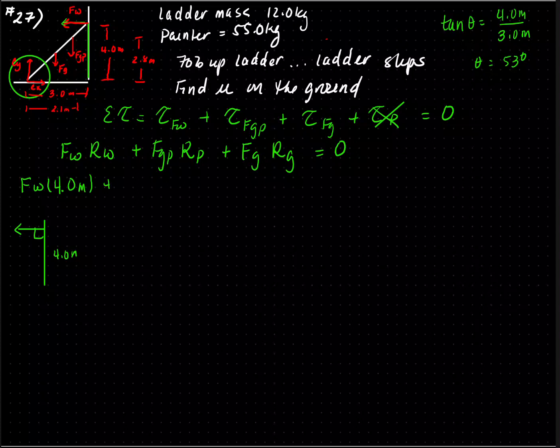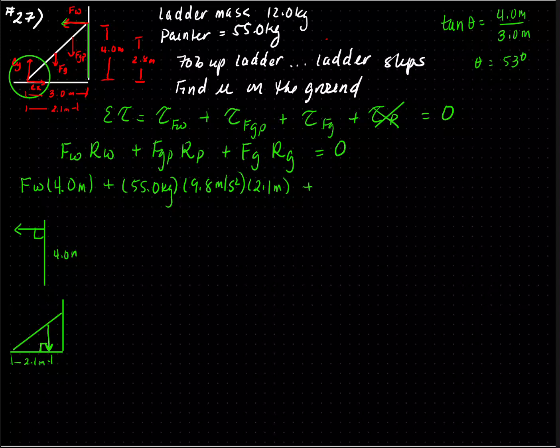So now I have the weight of the painter. The weight of the painter was given as a mass of 55 kilograms, so I need to multiply 55 kilograms by 9.8 meters per second squared. If I look at the weight of the painter and redraw my picture, if I bring it straight down because it's perpendicular, they gave you this distance as 2.1 meters. If you notice, that's perpendicular. So this is going to be 2.1 meters.